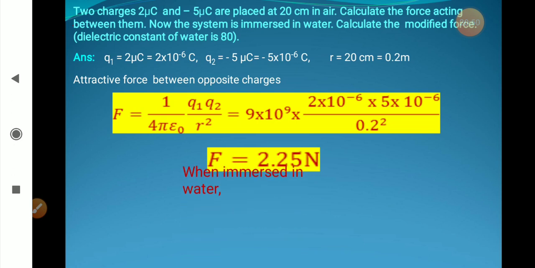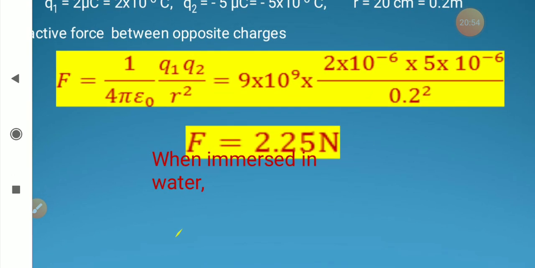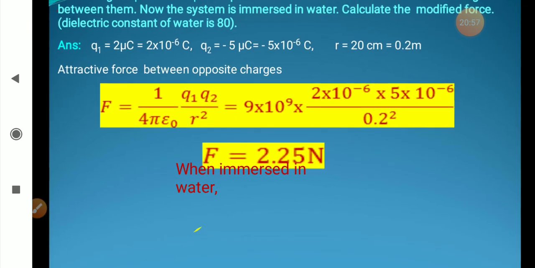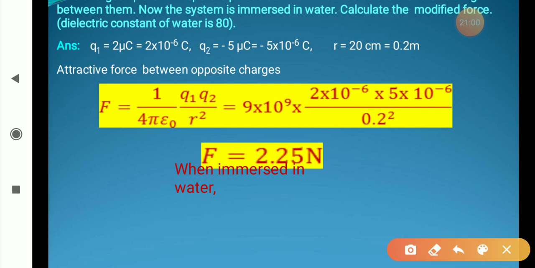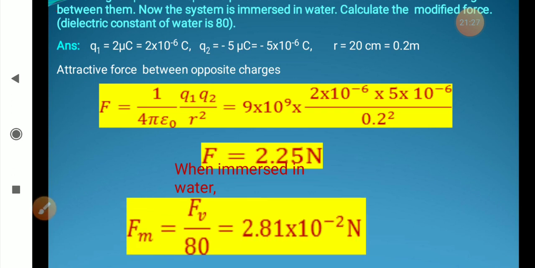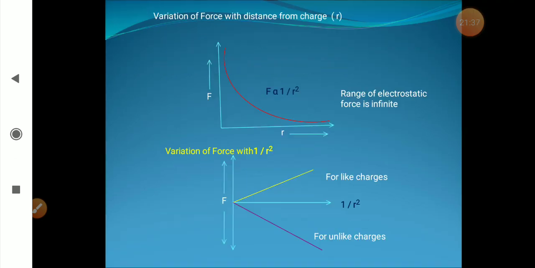Now, when the system is immersed in water, then we have this relation that K is equal to Fv upon Fm or Fw. Then clearly, force in water Fw will be equal to Fv upon K. And the value of K is given to you, so we can easily calculate it. Now the force in water is Fv upon 80, that is 2.81 into 10 raised to the power minus 2 Newton. The SI unit of force is Newton, that you already know.